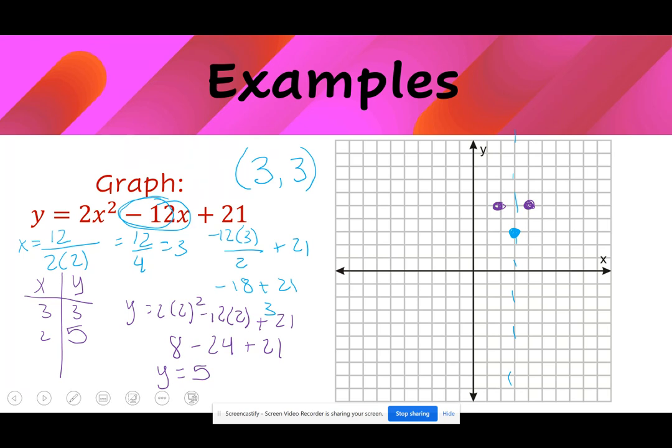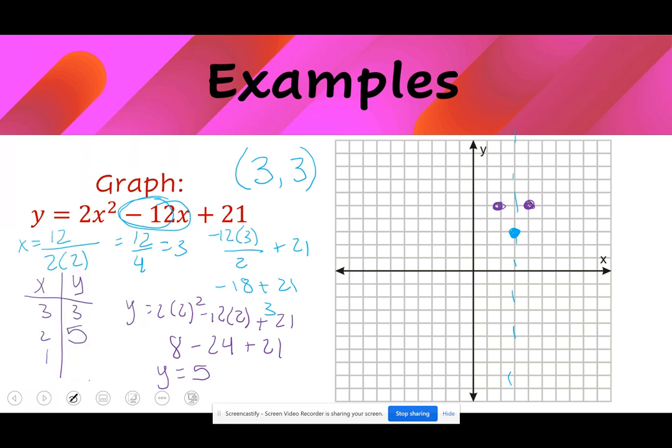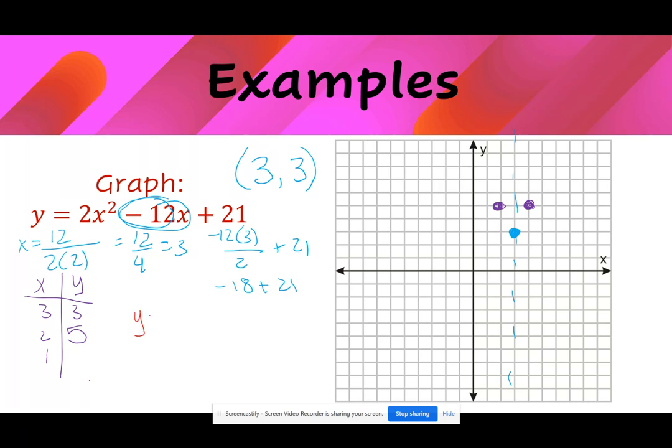And then I'm going to choose to plug in 1. And I will change my color here. I'm going to erase this last work again. So now we're going to plug in 1 to find another point. So 1 squared minus 12 times 1 plus 21. So we get 1 squared is 1 times 2 is 2 minus 12 plus 21. So 2 minus 12, negative 10 plus 21 gives us positive 11. So our newest point is 1, 11.